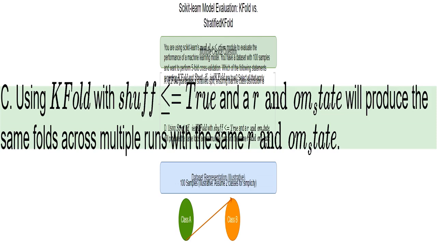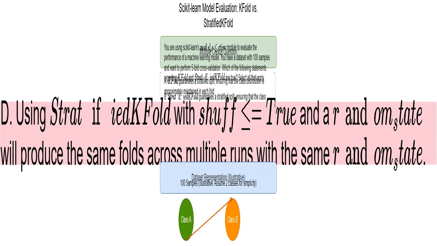Here, the effects of shuffle equals true and random state are being tested for k-fold. Shuffle equals true randomizes the data before splitting, while random state ensures reproducibility. Reproducibility is crucial in scientific studies to ensure the results can be replicated.